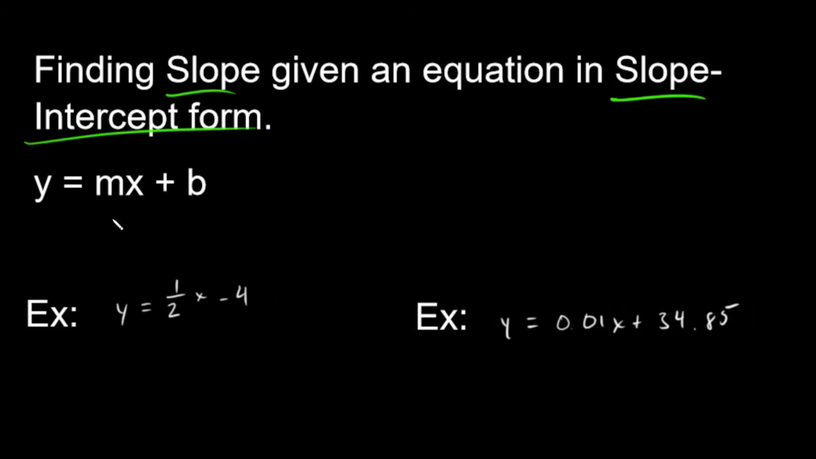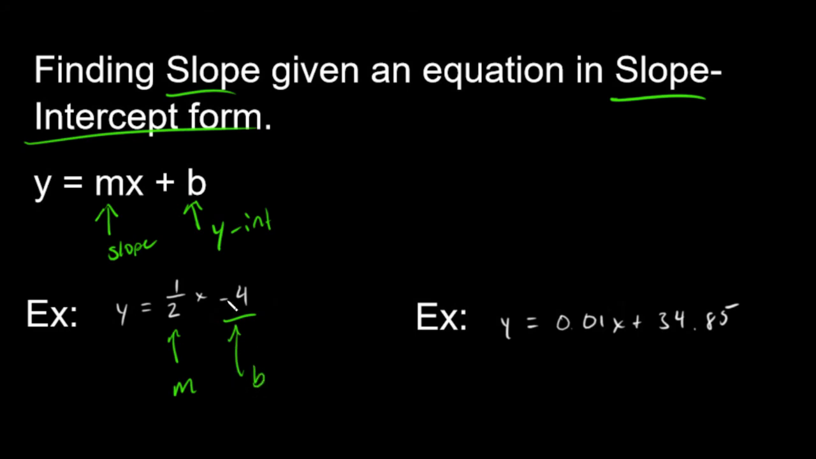The reason this is called slope-intercept form is because it's given to you in a form that immediately tells you the slope and the y-intercept. So this is the y-intercept, and this is the slope. All you have to do is look at the problem, and if it is in the form y equals some number, x, and then some other number, then that is slope-intercept form. So, y equals 1/2 x minus 4. The 1/2 in this case is your m, and the minus 4 is your b.